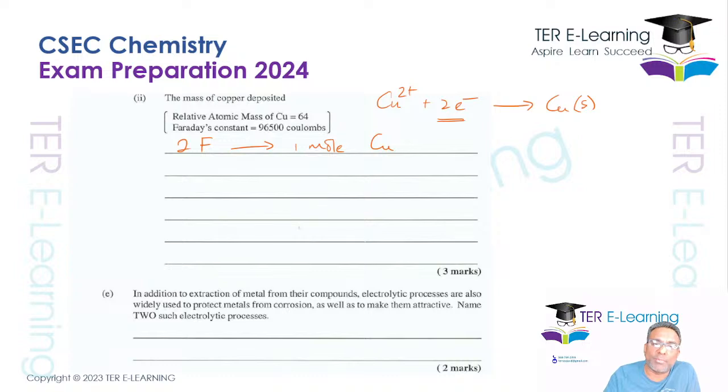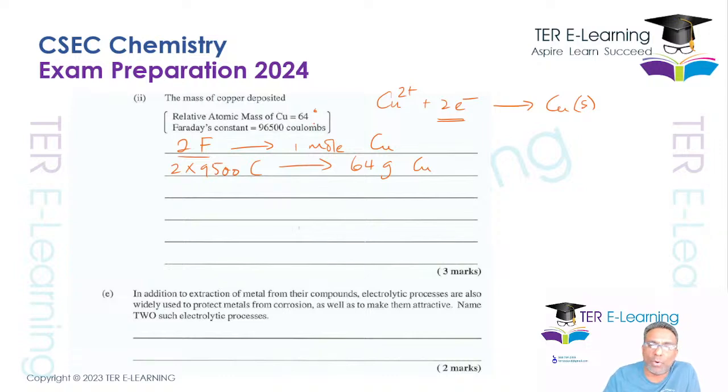So what I'm going to do is replace the Faradays with coulombs. So 2 by 96,500 coulombs will produce, and I'm going to replace the 1 mole of copper and change that to mass, 1 times 64 grams of copper. They gave us that in the question. That's these 2 numbers here.